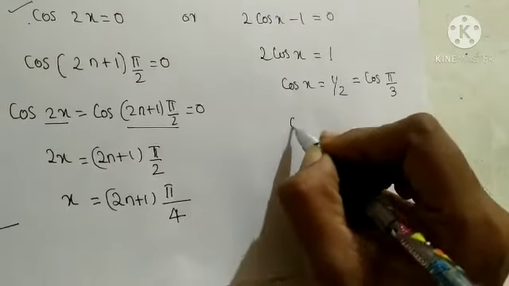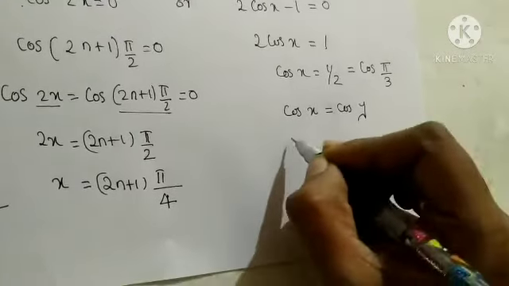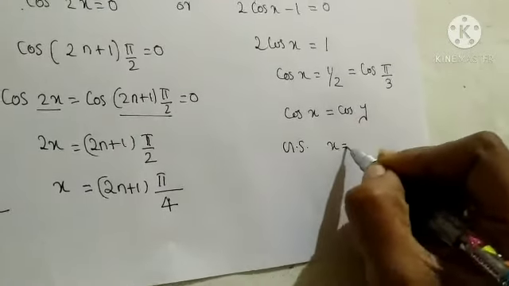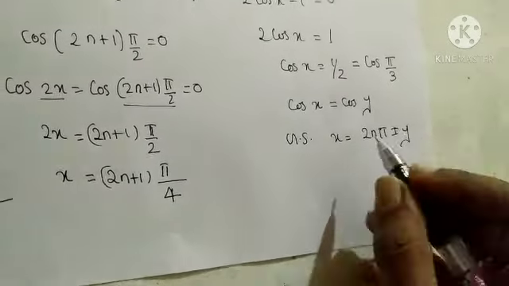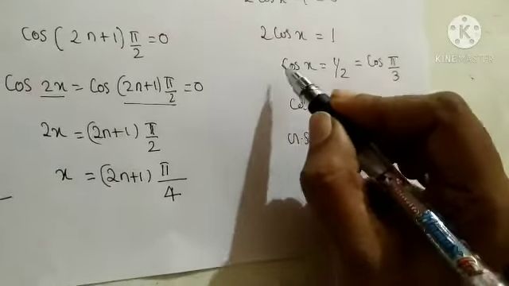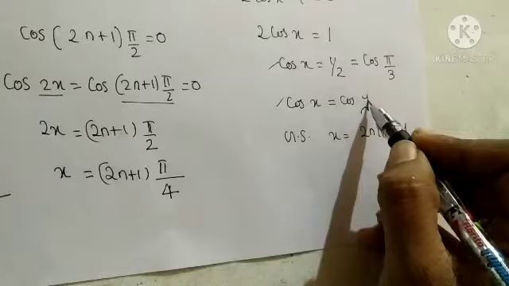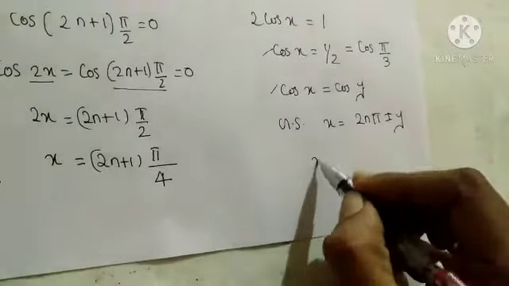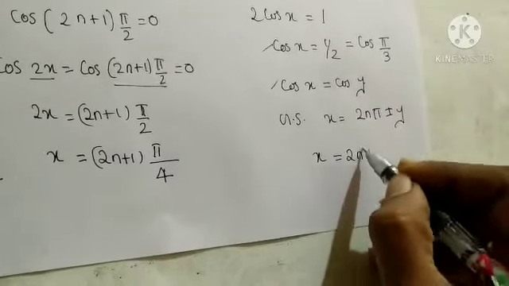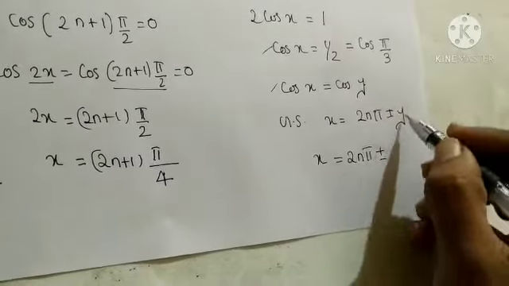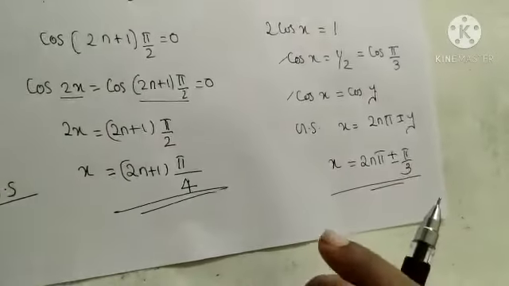The general solution is in the form: if cos x equal to cos y, the general solution is x equal to 2n pi plus or minus y. Here, comparing these two terms, y is equal to pi by 3. So the general solution is x equal to 2n pi plus or minus pi by 3. So here we get two general solutions.